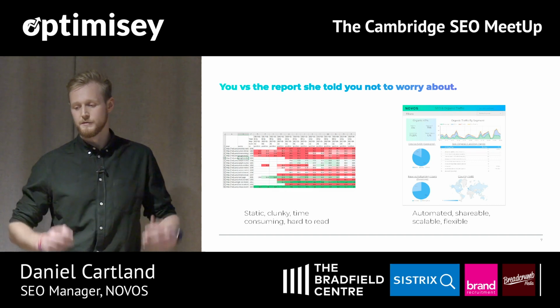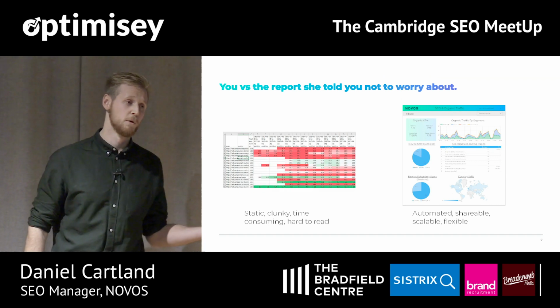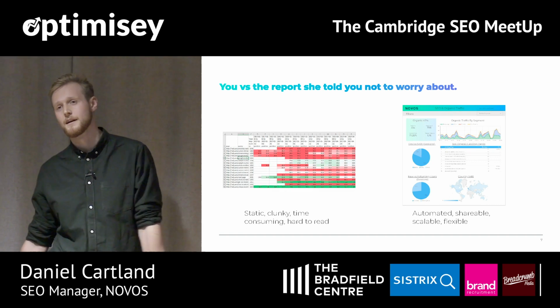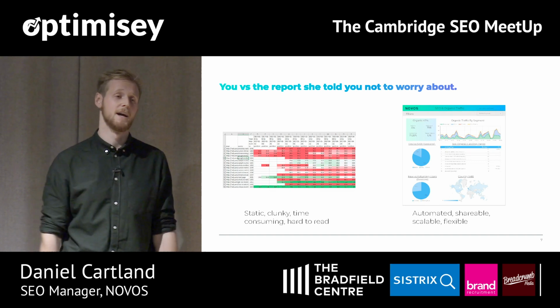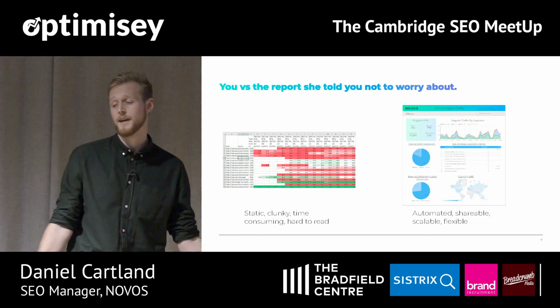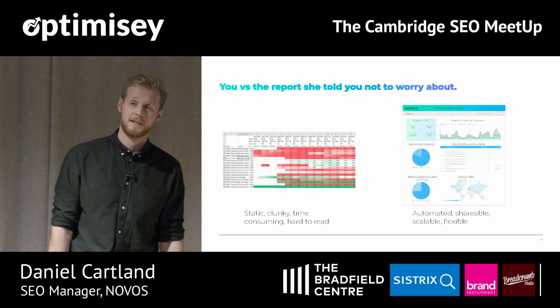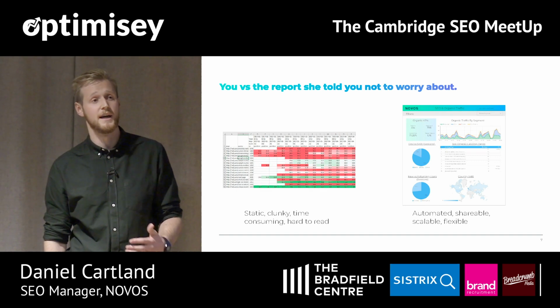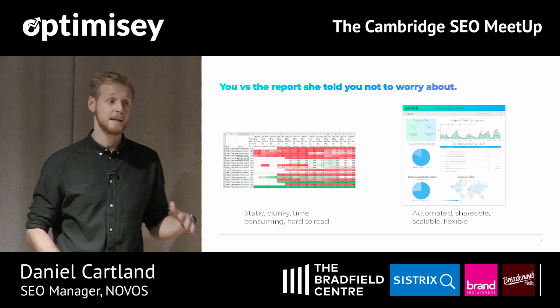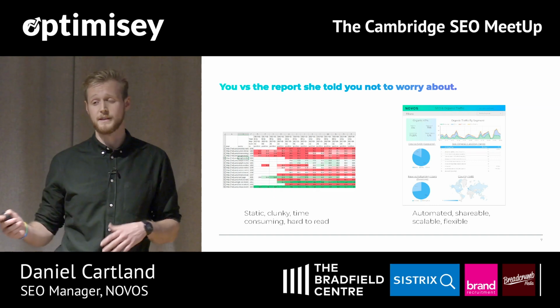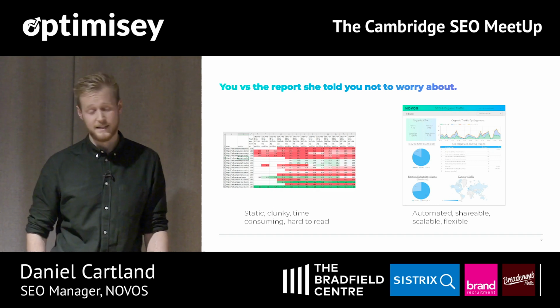So this is why Data Studio is really useful. Compared to an Excel report, it's really static, it's clunky, doesn't look great. It's probably going to crash right before you've saved it, so you have to do it all over again. Data Studio is automated, it's shareable, it's scalable, and it's very, very flexible, so you can dig into the information exactly what you want to see.